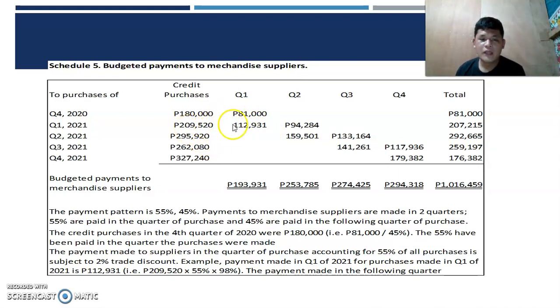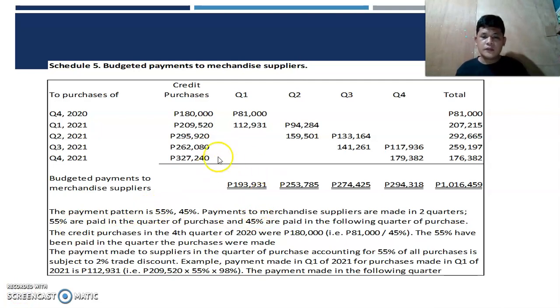209,520, i-multiply nyo ng 55%. So, yung result, i-multiply nyo ng 98%. So, bakit naging 98%? Kasi nga daw, yung 2% is discount. So, i-claim natin yun as a discount. Pero pagdating ng quarter 2, wala na.